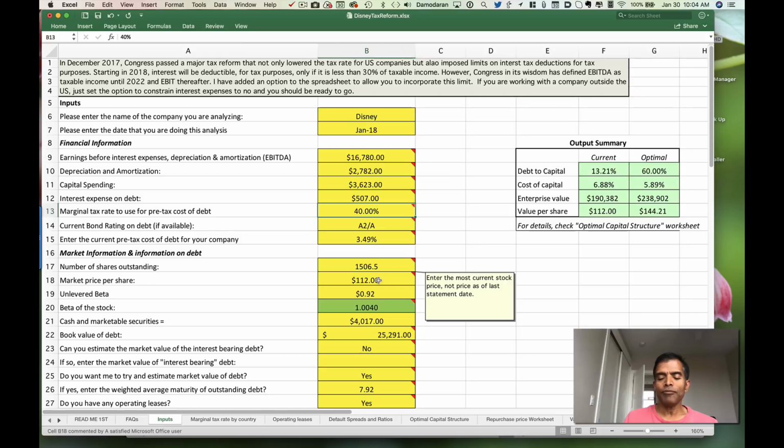You see, what will happen if I make the tax benefit go away? No tax benefit at all. Let's see. The optimal goes to zero. Magic, right? Just play with it. That's the best way to get a sense of how debt affects value.